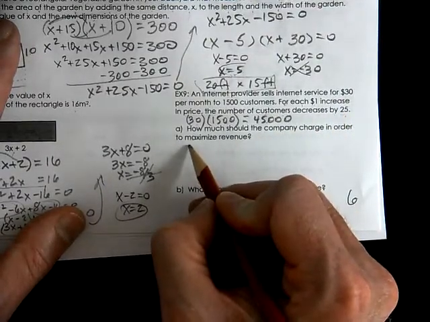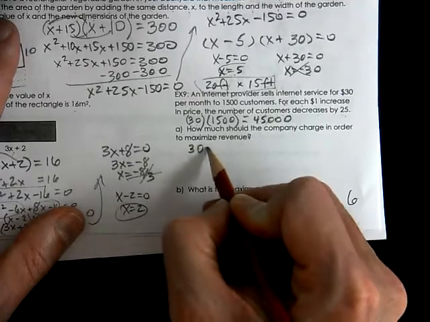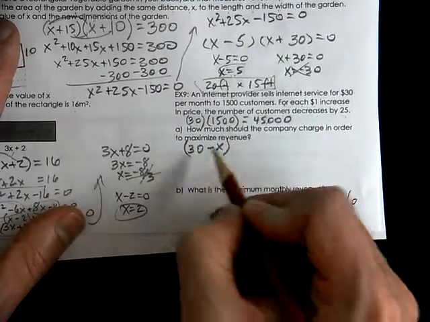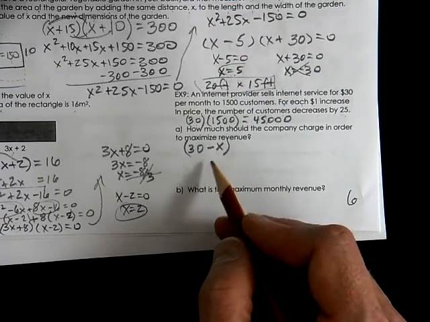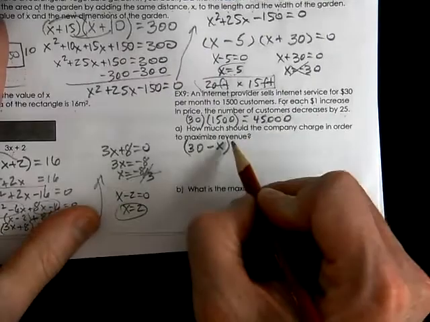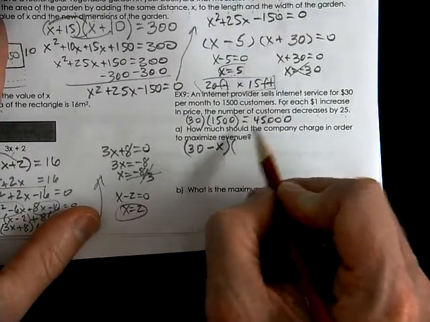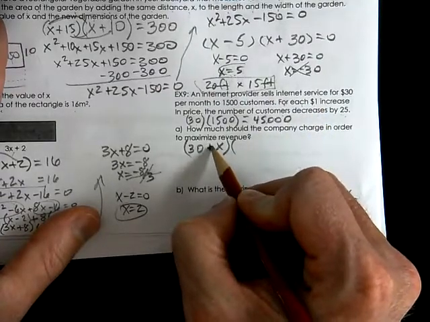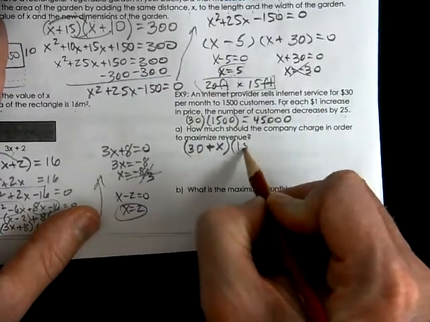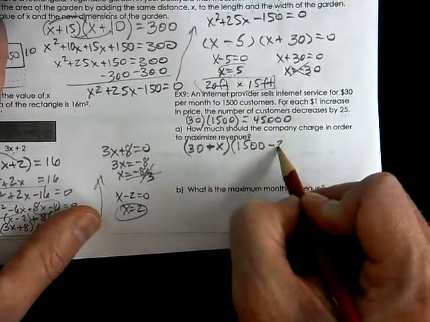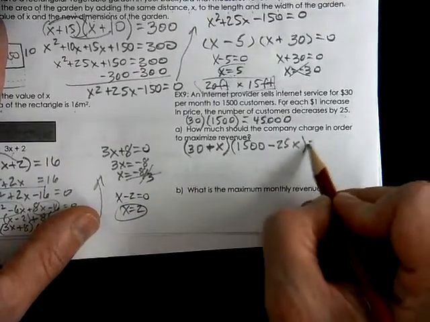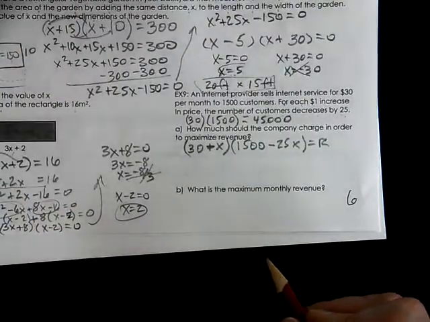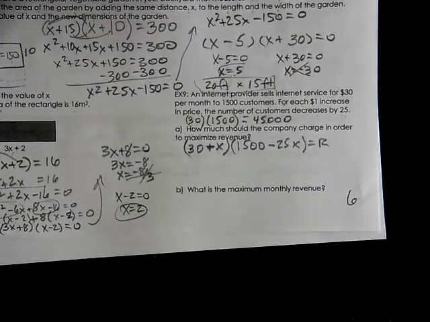So we're going to say 30 plus $1 a whole bunch of times. So we don't know if it's 1 times 2, 1 times 3, 1 times 4, 1 times 5. And every time we do that, it's an increase, I'm sorry, we're going to add $1. And when we do that, we're going to decrease by 25 as many times as we do that. That's going to equal our revenue. So that's our maximum equation.